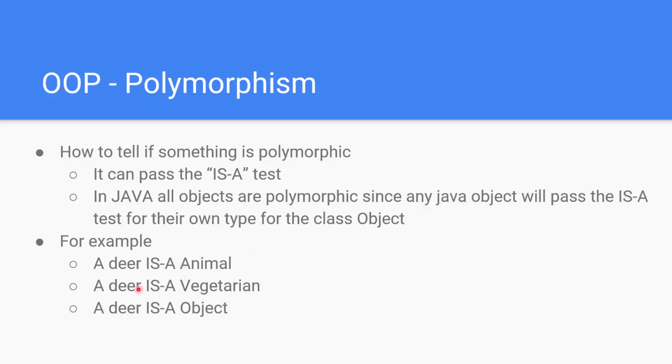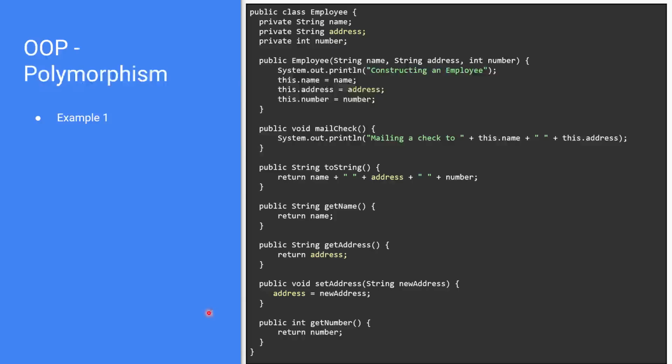So we can see here, a deer is an animal. If there was an animal class, we can inherit from that, and vegetarian can inherit from animal. So a deer can also be an animal that's a vegetarian, and a deer is also an object.